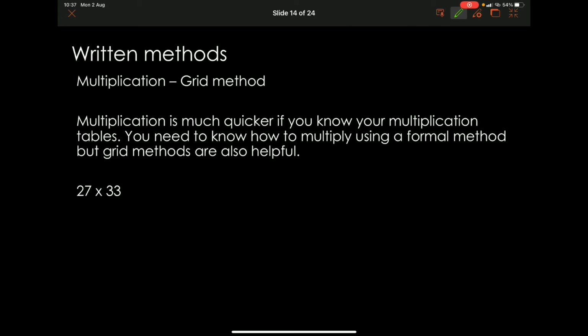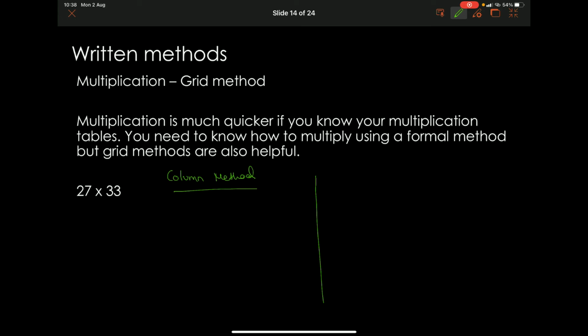Okay, let's try another one. Why don't we try 27 times 33, first of all using the column method. So I'm going to start by using the column method, and then I'll show you another way of doing this. Have a go at using the column method, and then I will show you another method.